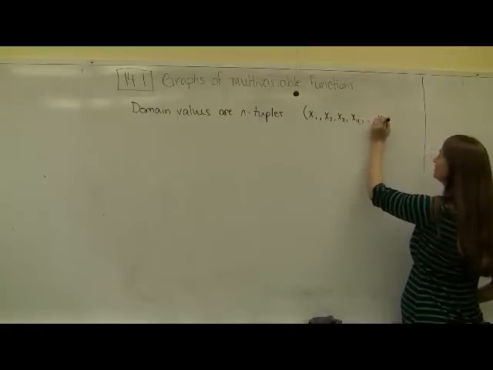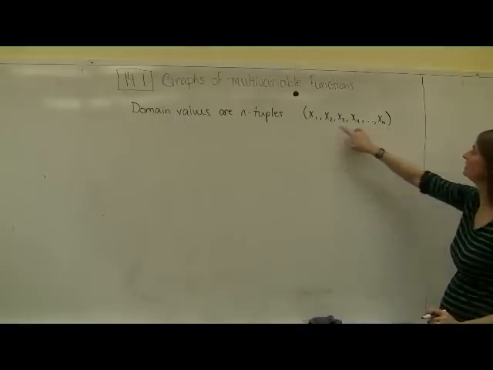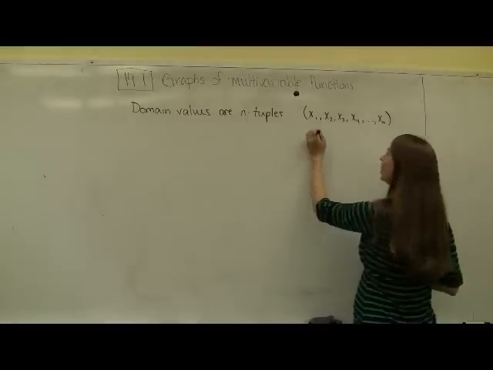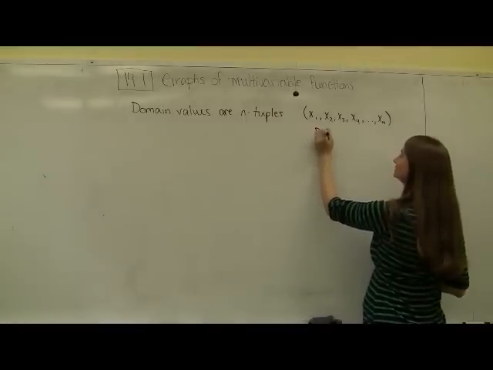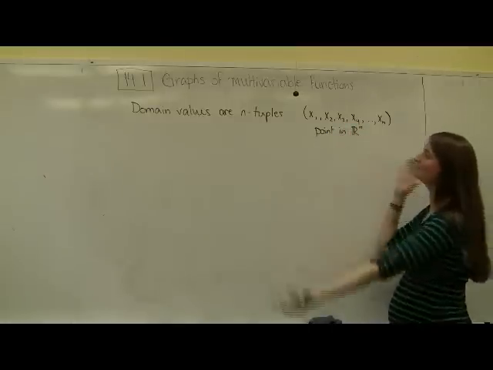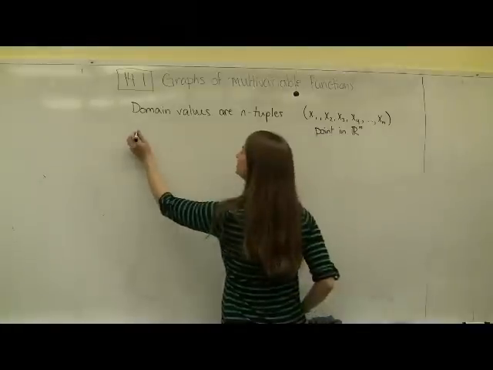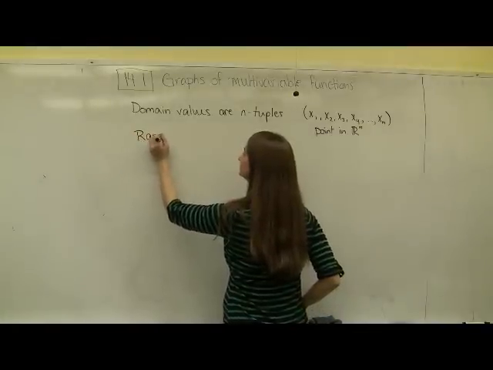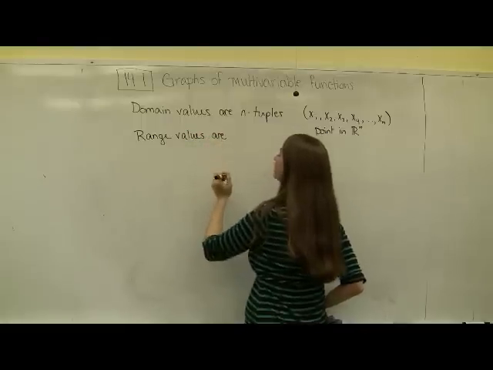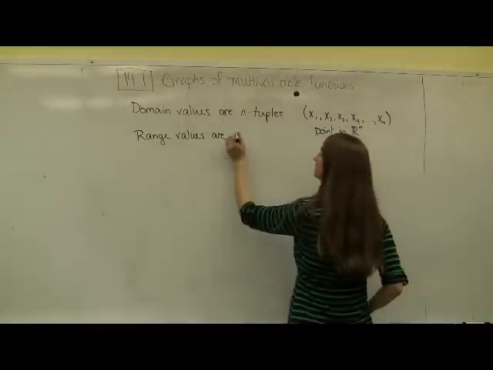And an n-tuple is one that has n inputs. And you can visualize this as a point in Rn, meaning if I had n-dimensional space, this would be a point in Rn. And our output values, our range values, are real valued numbers. So they're just a single real valued number.